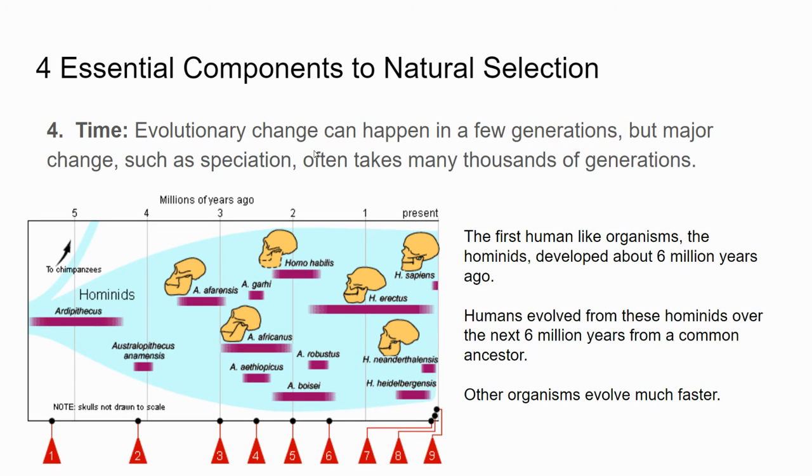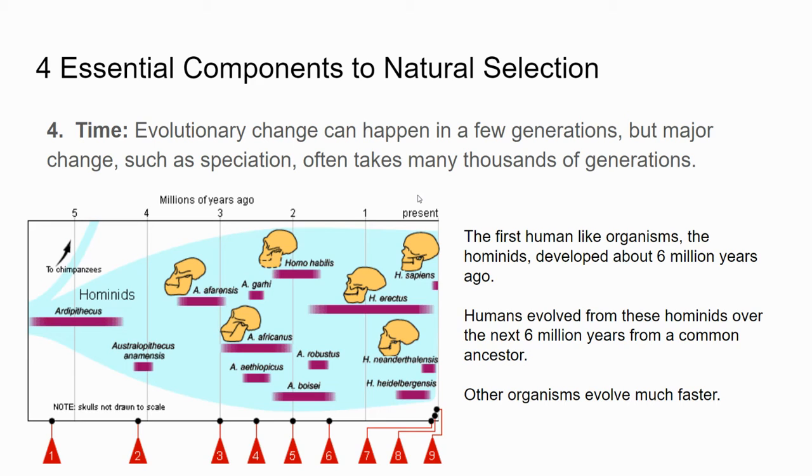And then the last one, time. Evolutionary change happens in a few generations, but major changes like speciation or creation of new species often take thousands and thousands of generations. Okay, so slight changes in our genetic makeup can occur within a few generations, even one generation, if there is a mutation in a gene or for some reason the DNA changes. It can happen rather quickly.